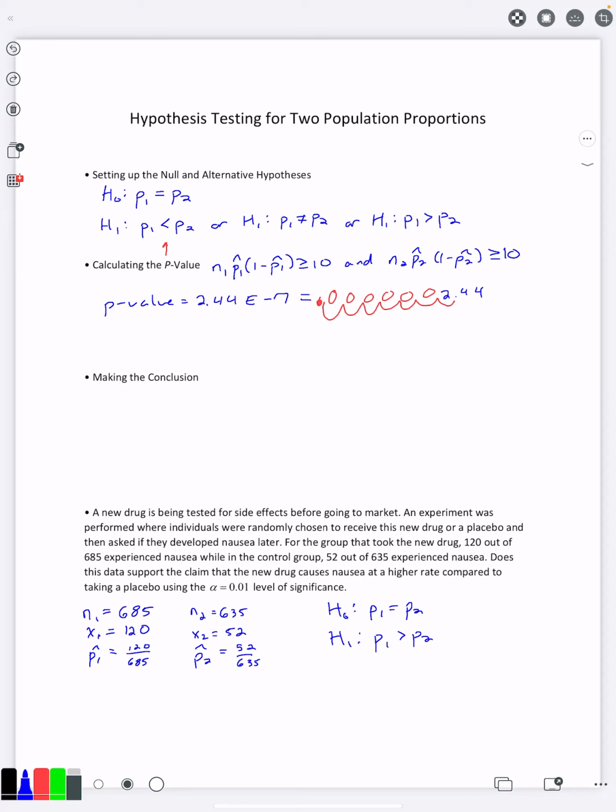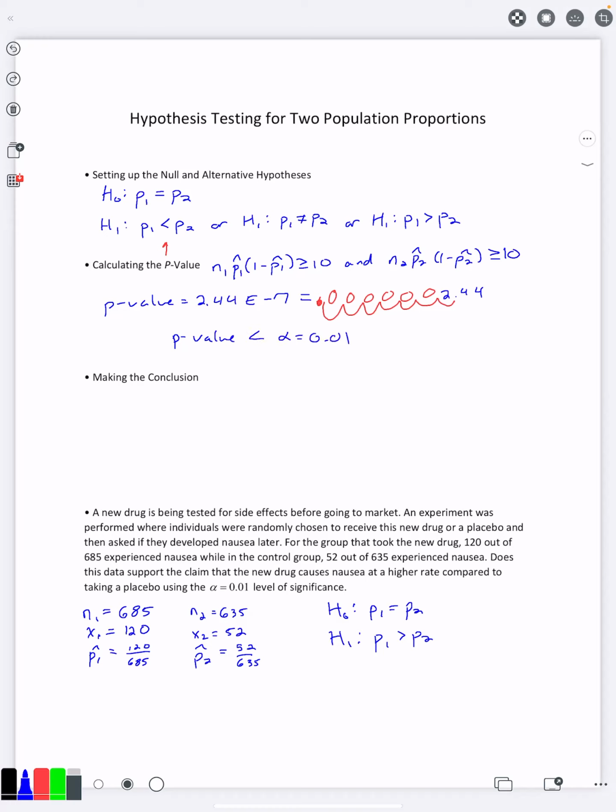So don't be confused when they have that weird calculator notation with the E minus number. It just means move the decimal place over that many times. And to be honest, when you're doing these problems, if you see the E minus number, you already know it's going to be a ridiculously small number, because otherwise they wouldn't have used that notation. So you can pretty much be sure the p-value is going to be less than your alpha. All right, this p-value is much, much less than the alpha, which is 1%.